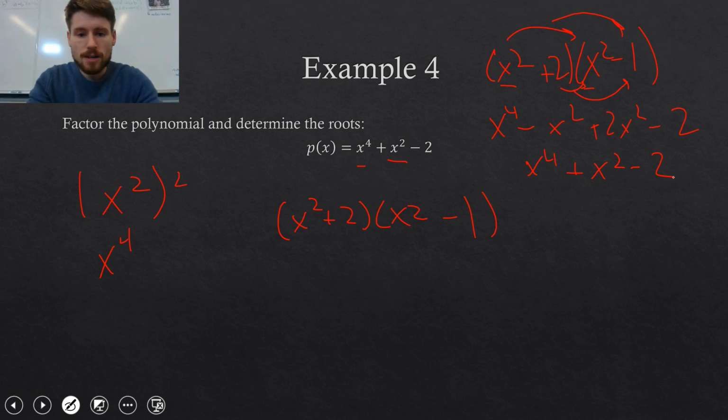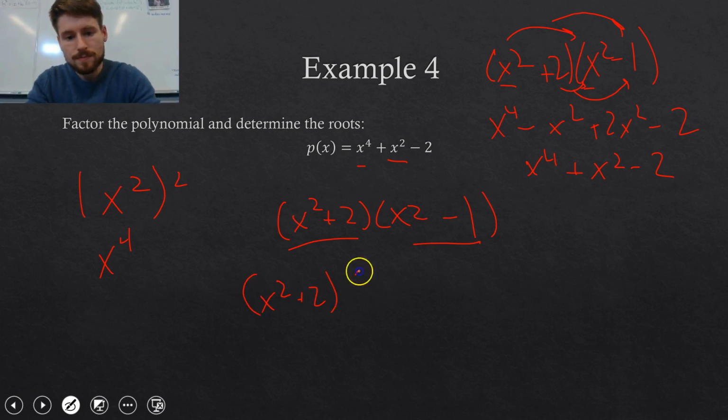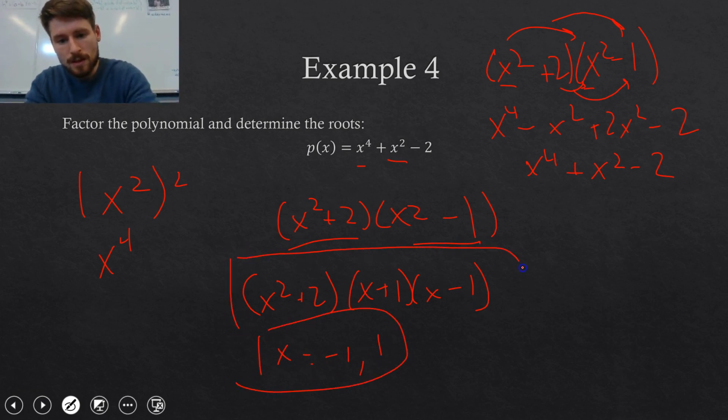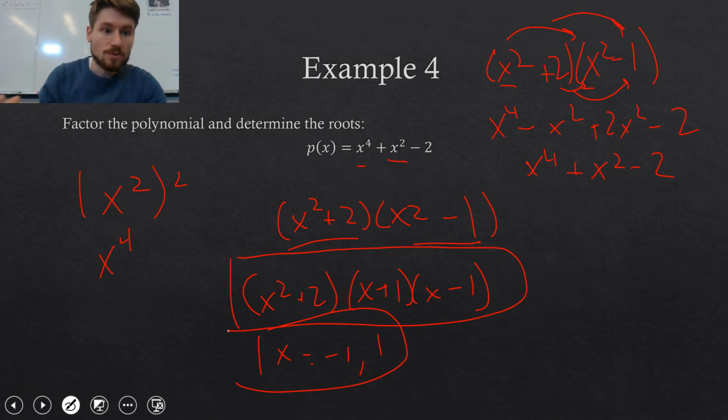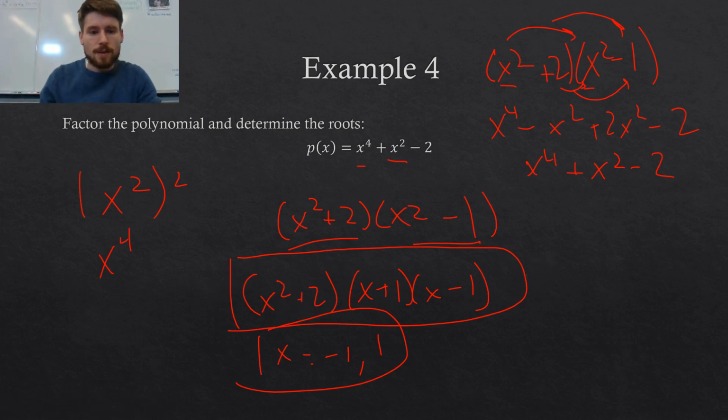So now let's go ahead and factor both of these further if we can. So this one's done. We can't factor x squared plus 2, but this one is a difference of perfect squares, so we're going to get x squared plus 2, x plus 1, x minus 1, and so our roots are going to be negative 1 or 1, and those come from the two linear factors. x squared plus 2 can't get factored any further because there's no real roots for that. Okay, so that would be factoring that fourth degree polynomial that looks like a quadratic.